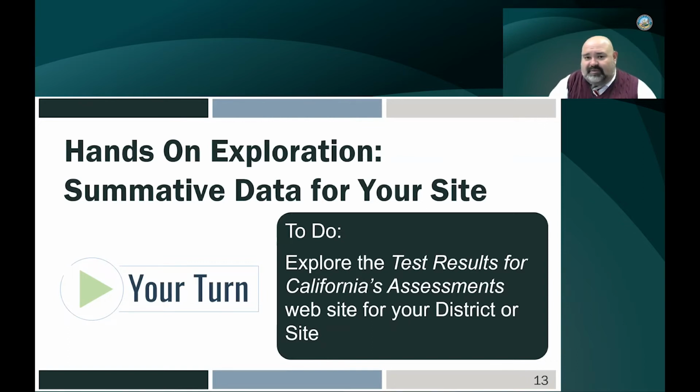Let's take, well, what time is it right now? It is 3:30. We're going to take 10 minutes. Once again, in the past, this was on a preview site. It's no longer on a preview site. This is on the public site now. Test results for California assessments are in your note-taking guide, and also on the CAASPP.org website.